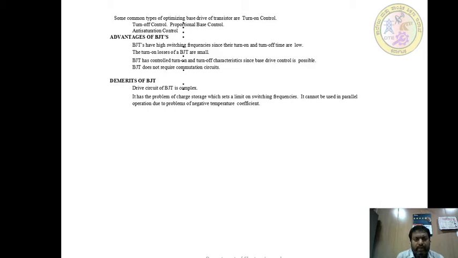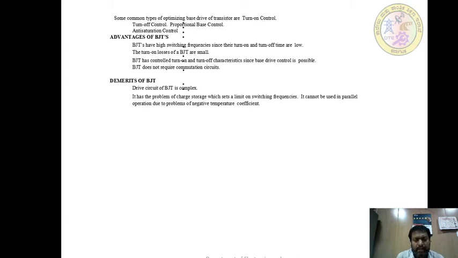Okay, coming to the advantages of BJTs. BJTs have high switching frequencies since their turn-on and turn-off times are low. The turn-on losses of BJTs are small. BJTs have controlled turn-on and turn-off characteristics since base drive control is possible. BJT does not require commutation circuits. These are some of the advantages of the BJT.